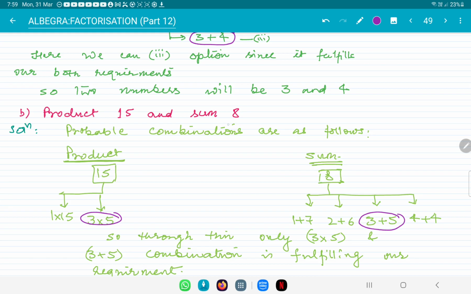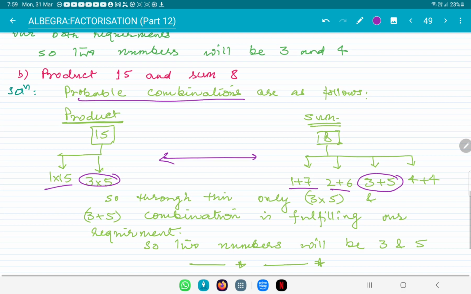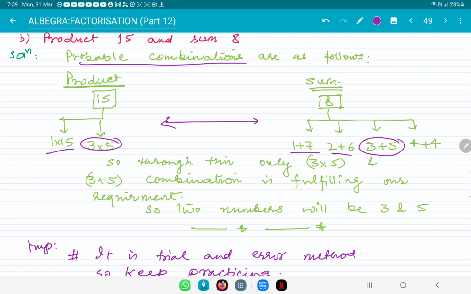Next question: product 15 and sum 8. So probable combinations are as follows. Product should be 15, so it can be 1 into 15 or 3 into 5. Checking the sums, 1 plus 15 is 16 and 3 plus 5 is 8. So 3 and 5 are the two numbers whose product is 15 as well as sum is 8. So we can take these two numbers 3 and 5.